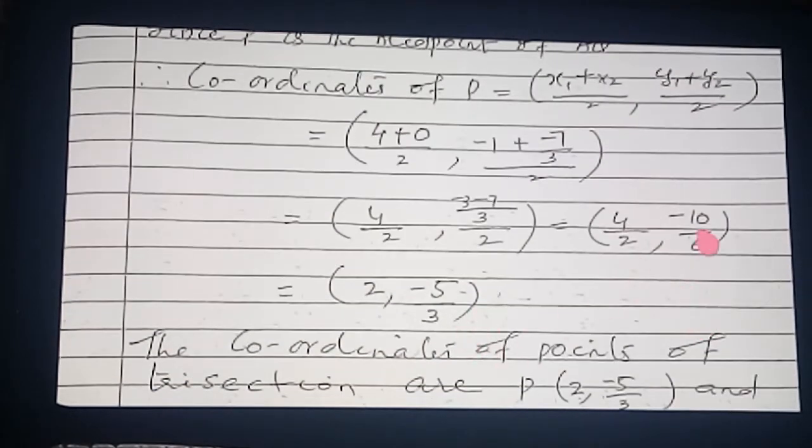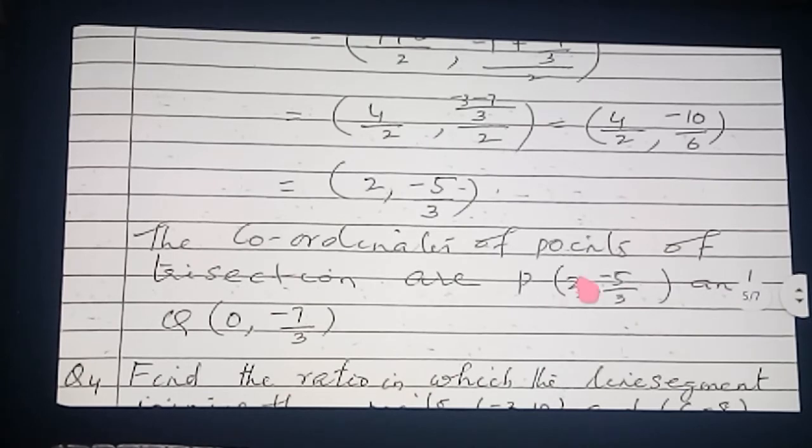-10 by 6. What is common? 2 is common. Cancel from up and down. So you will get -5 by 3. Therefore, the points of trisection are P(2, -5/3) and Q(0, -7/3). Clear? Very simple now. So trisection can be asked, bisection can be asked, dividing the line segment into 4 equal parts can be asked. The question can come in whatever way they want. There are also many illustration questions. You work out all the illustration sums also.